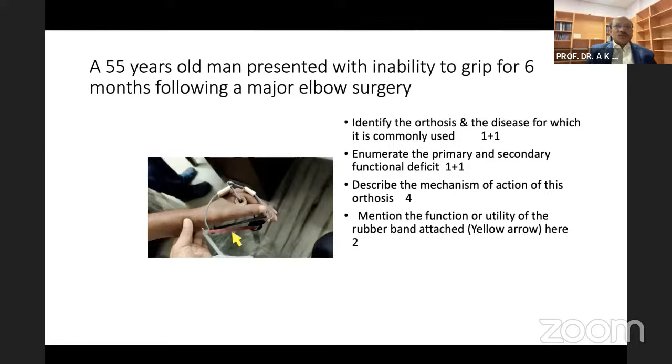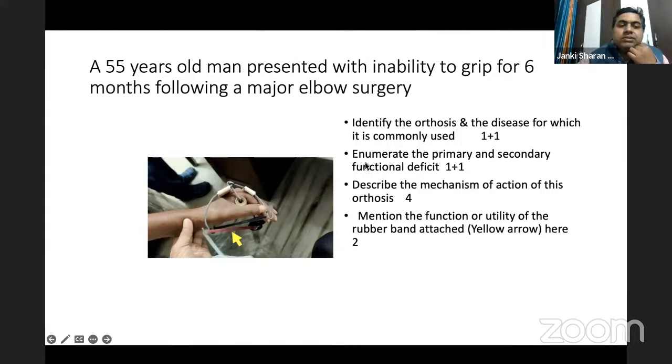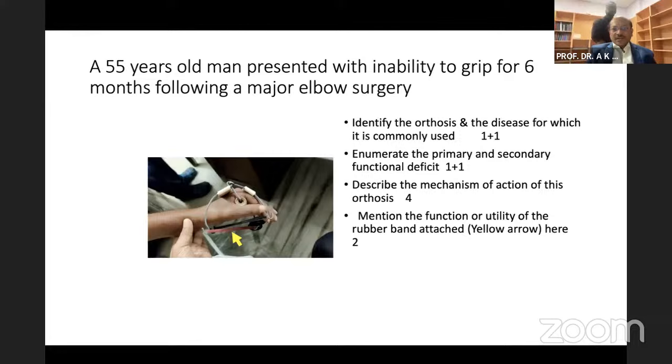A 55-year-old man presented with inability to grip for 6 months following a major elbow surgery. The first question is: identify the orthosis and the disease for which it is commonly used. Next, enumerate the primary and the secondary functional deficit. Describe the mechanism of action of this orthosis. And lastly, mention the function or utility of the rubber band attached here, the yellow arrow.